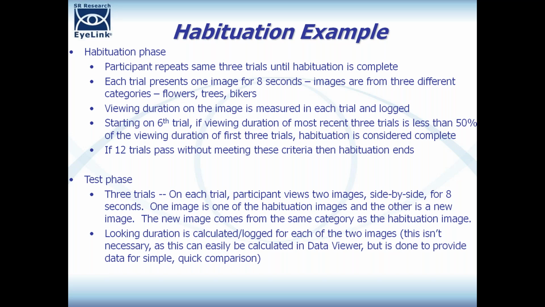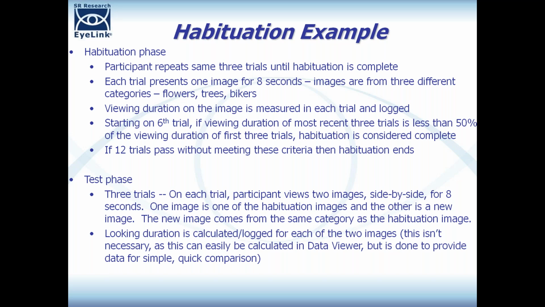This example consists of two phases, a habituation phase and a test phase. In the habituation phase, the participant will see the same 3 trials over and over again until habituation is complete. And by trials, I mean the presentation of one image. So each trial is going to present one image for 8 seconds, and these images are from 3 different categories. There's one picture of flowers, one picture of trees, and one picture of bikers. As the participant views these, the viewing duration is going to be measured, calculated, and logged.